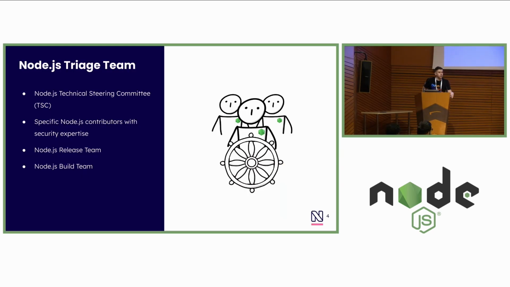The Node.js group is split in two groups. Basically, we have the triage team and we have the Node.js security team, which is a working group. It's not a working group, but it was. The triage team is people from the TSC, some specific Node.js contributors with security expertise, plus the release team and the build team. Whenever someone files a HackerOne report, we assess it and evaluate it, and we say, oh, this is not applicable.